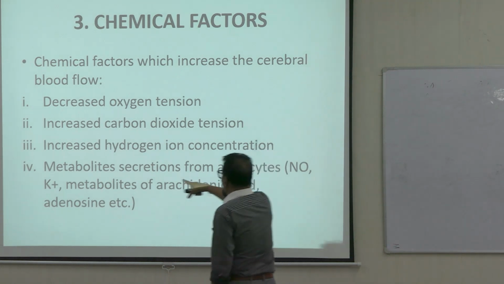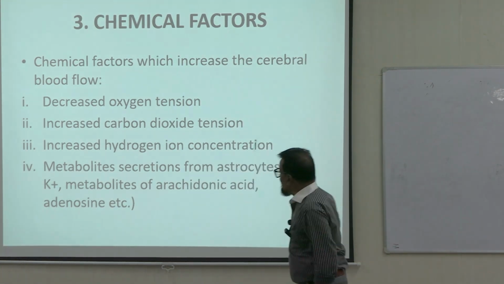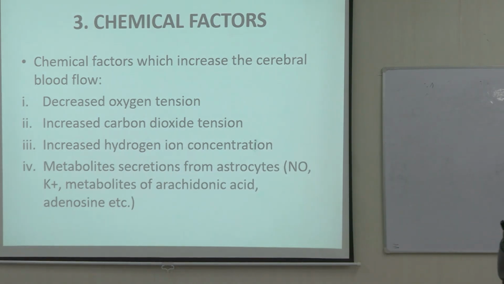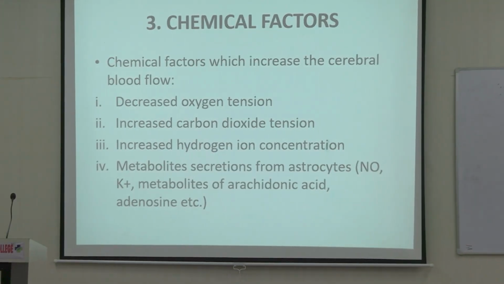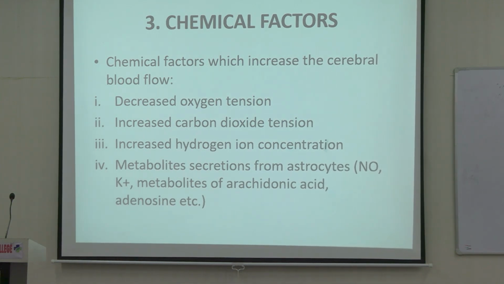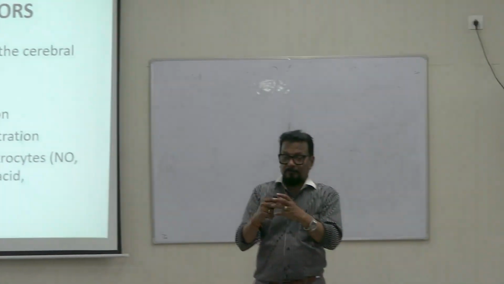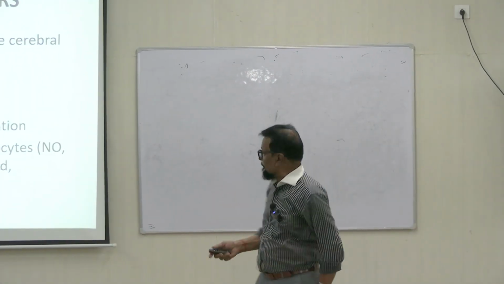Last point, metabolite secretion from astrocyte. What are these? Nitric oxide, potassium ion, metabolites of arachidonic acid, adenosine. They are all vasodilators. Okay, so when the astrocytes secrete these, there will be vasodilation and increased blood flow.